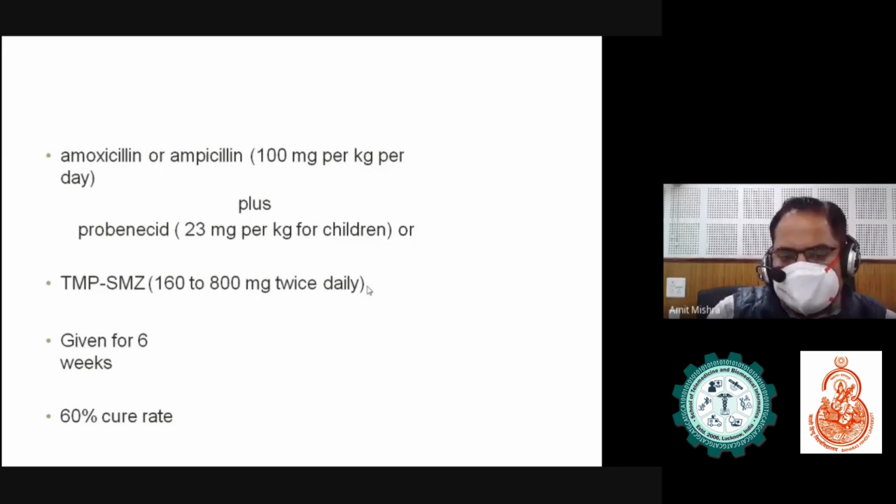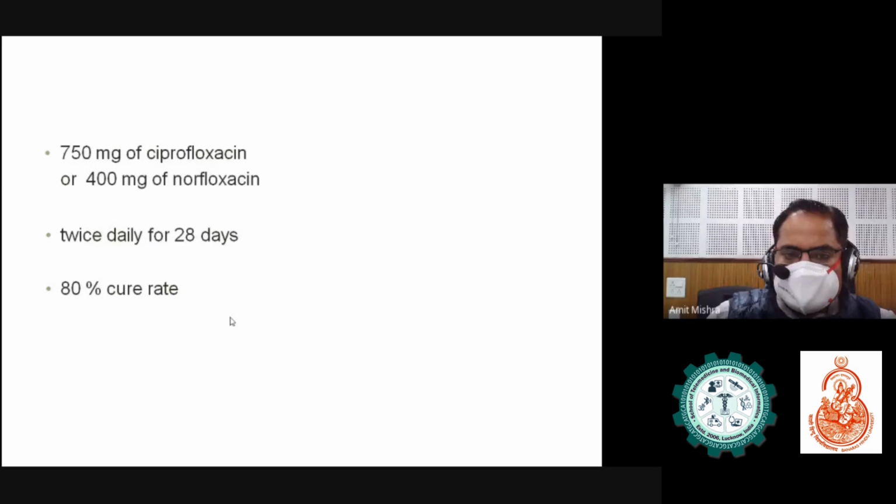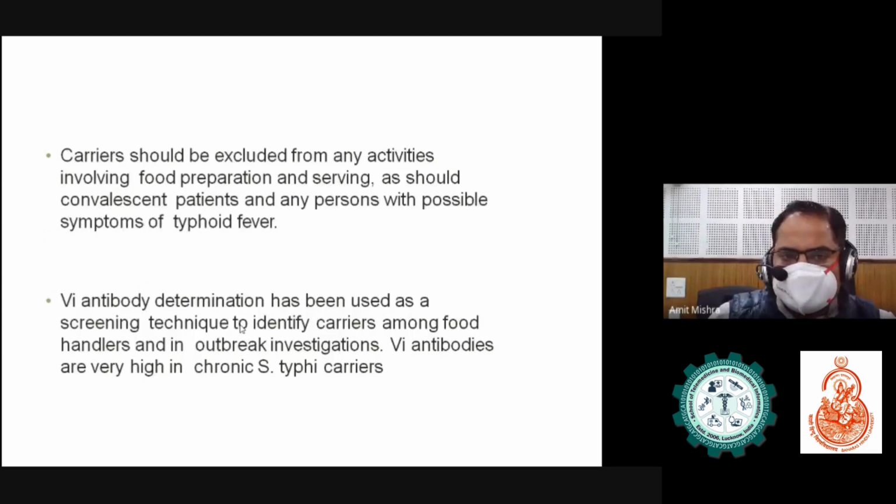These are the medications which can be given to carriers. We can give amoxicillin and cotrimoxazole DS, given for 6 weeks, at a dose of 160 mg twice daily. Amoxicillin can be given as 100 mg per kg per day for 6 weeks, and the cure rate is about 60%. Ciprofloxacin can be given as 750 mg twice daily for 28 days, and the cure rate is about 80%.